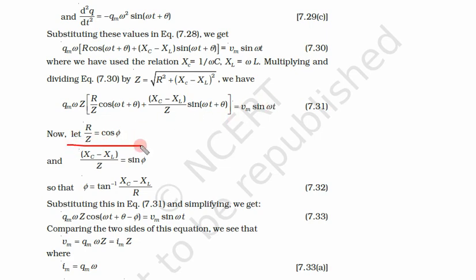Now we have got these two terms: r upon z is equal to cos phi, and xc minus xl upon z is equal to sin phi. But how do we get these terms? So let us go back to trigonometry.